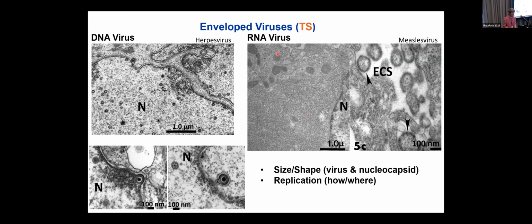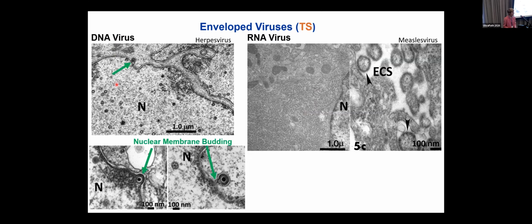So here are examples of enveloped viruses. The previous ones were naked viruses. On the left, again, we have a DNA virus. Its nucleocapsid is going to be constructed in the nucleus, and it's going to get its envelope by budding through the nuclear membrane, seen here at the bottom. Here's one that's almost budded from the nuclear membrane into the cytoplasm. Here's a nucleocapsid in the nucleus, and here's a complete virion that's gotten itself almost into the cytoplasm.